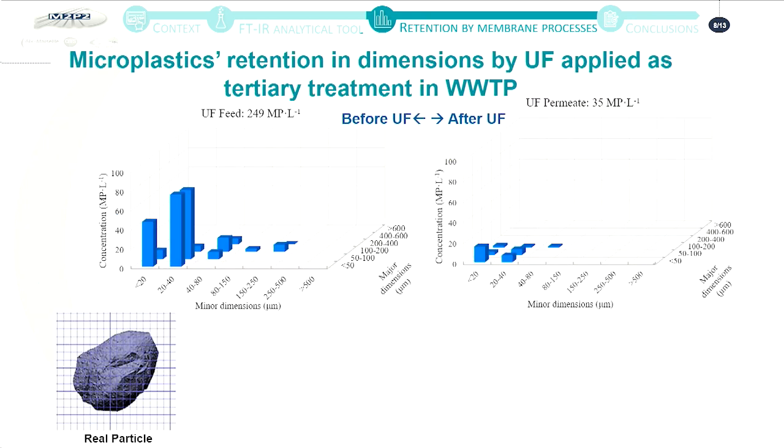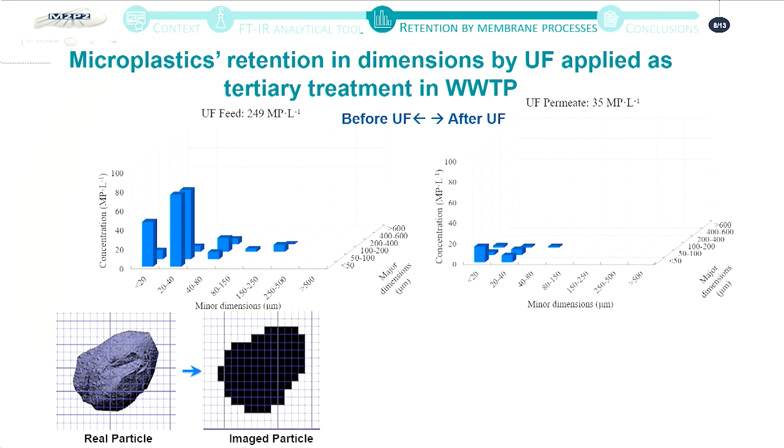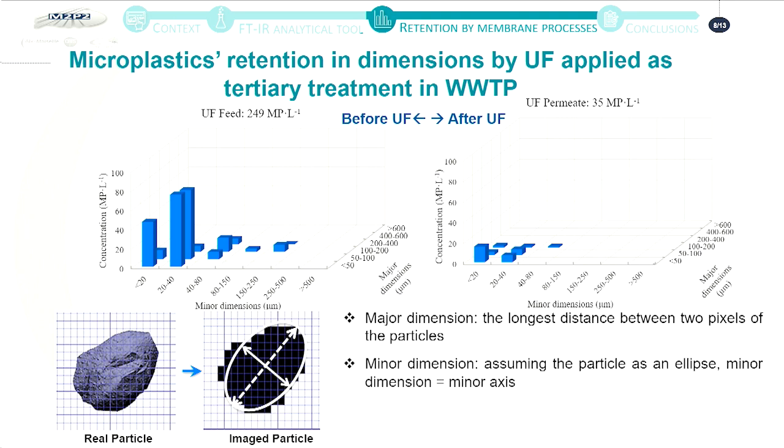If we look now into detail about the dimensions of microplastics, first an explanation of how we get the sizes. The software identifies the major dimension of each particle. Imagine the particle as an ellipse, and then draw a minor dimension.